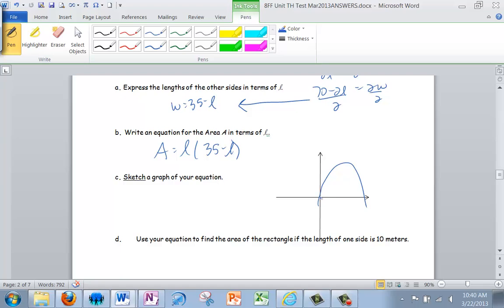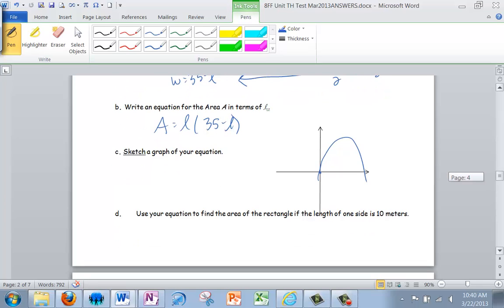Remember that it has to intersect with the origin, because the area would be 0 when L is 0. Find the area when the length is 10. So A is 10 times 35 minus 10, which is 250. And many of you forgot your units. Is this meters or feet? Meters. So it'd be meters squared. So be careful about those units. That is an important point.